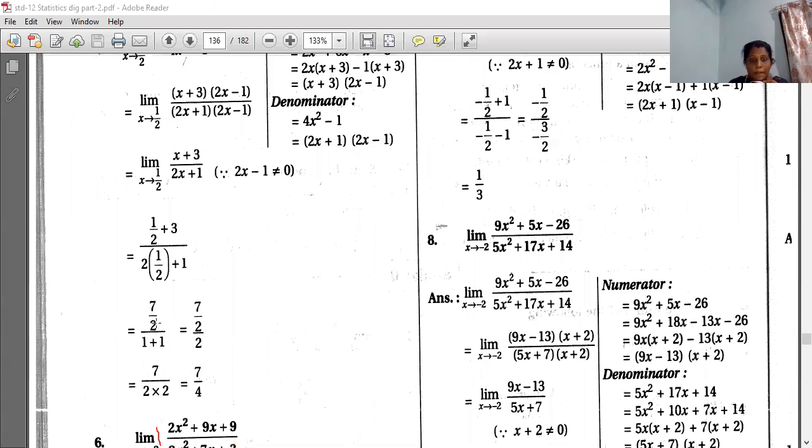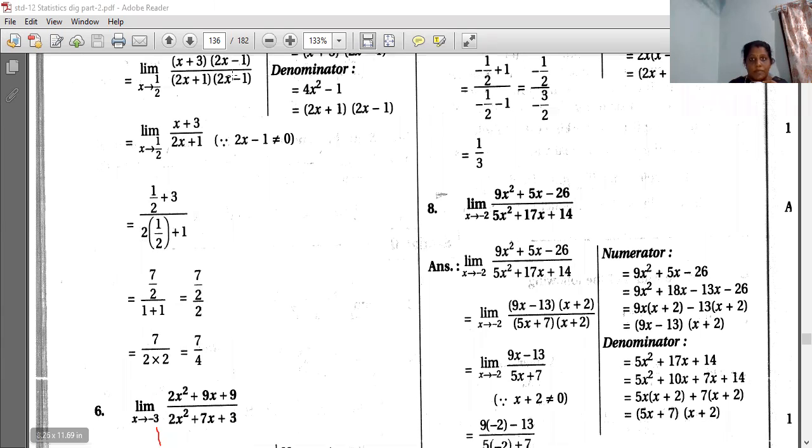Look, here 6 will come, 3 2s are 6, and 1 plus 6 becomes 7 upon 2. And below, these two will cancel, so what is left is 1 plus 1, 2. So 7 upon 2 upon 2, so this 2 will be cross multiplied over here. So this 2 will be multiplied over here, so that will be 7 upon 2 into 2, that comes to 7 upon 2. Right?